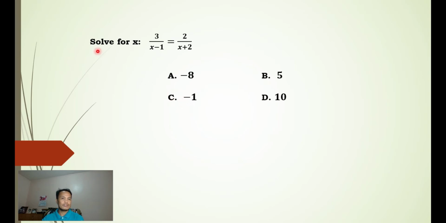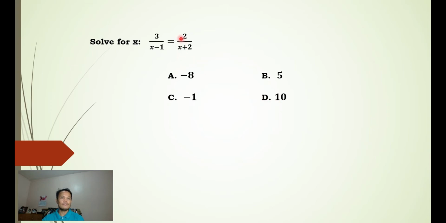Third question. We need to solve for x in this rational equation. So this is our rational equation: 3 over x minus 1 equals 2 over x plus 2. So we need to solve for the value of x here, so what value makes this statement a true statement? A, negative 8, B, 5, C, negative 1, D, 10.